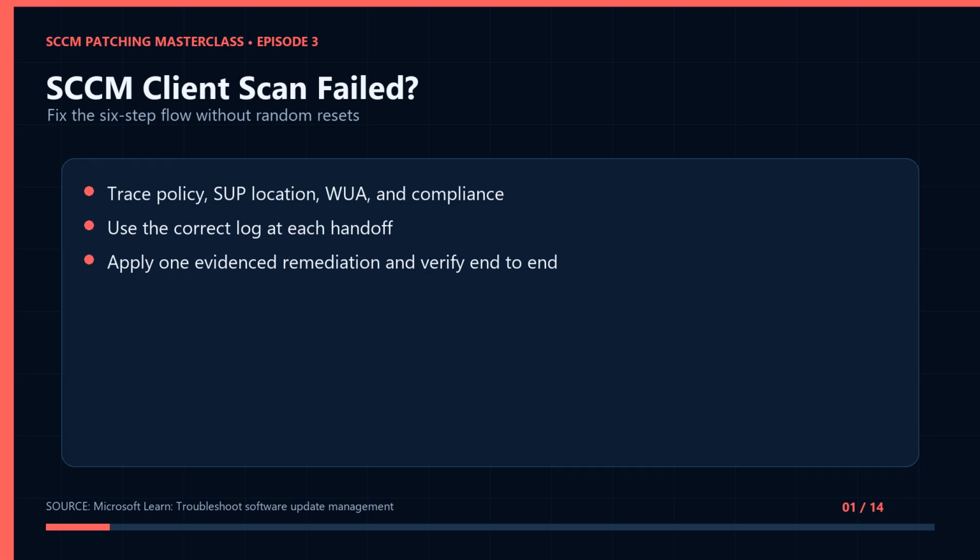A Configuration Manager client shows unknown compliance, Software Center has no expected updates, or the software update scan cycle produces no useful result. This beginner masterclass follows the client scan through 6 distinct layers. We will prove machine policy, find the assigned software update point, verify local Windows Update policy, follow the Windows Update Agent scan, test the WSUS web path, and confirm compliance reporting.